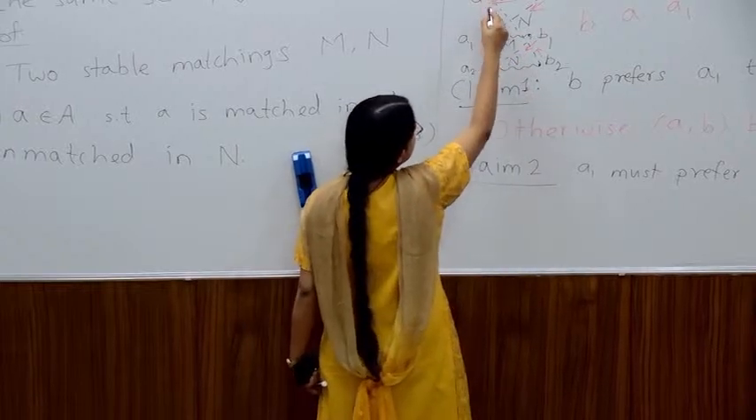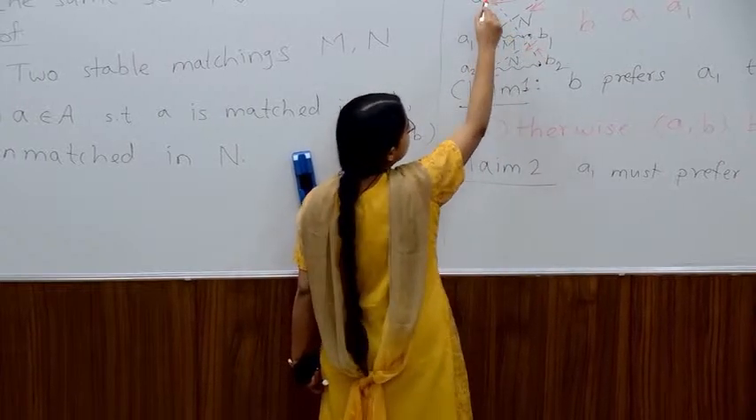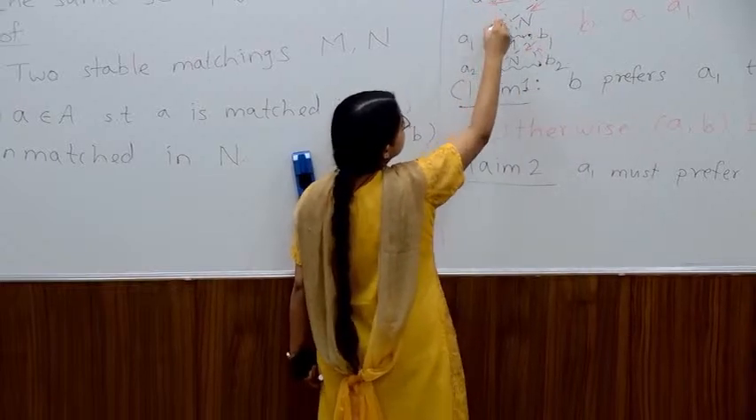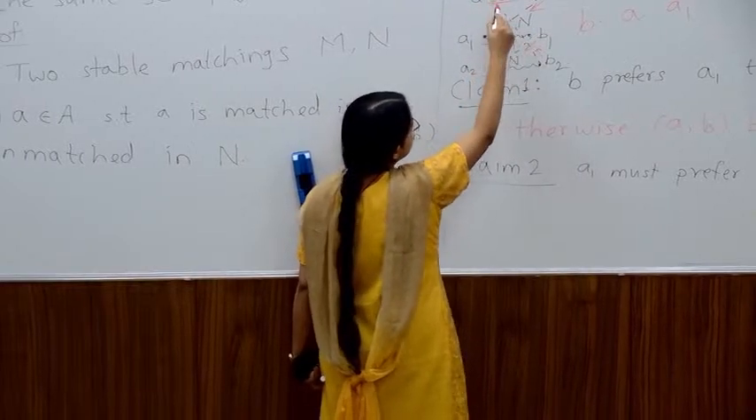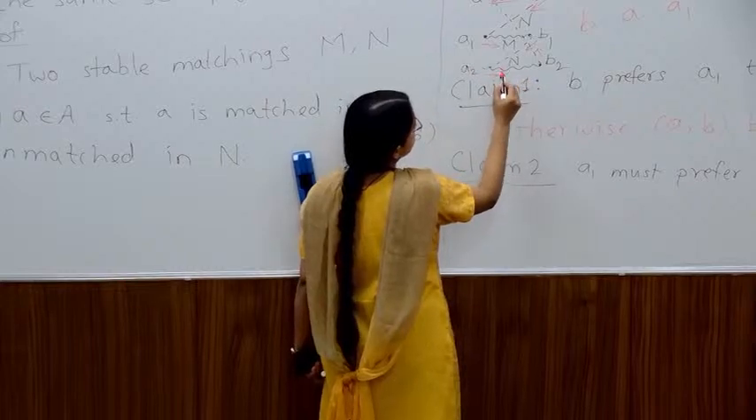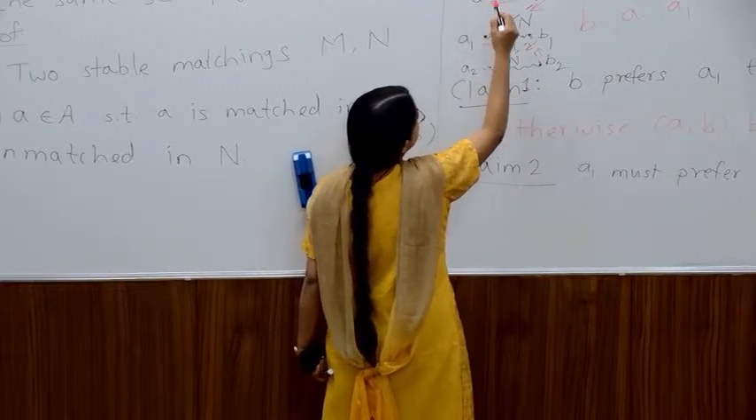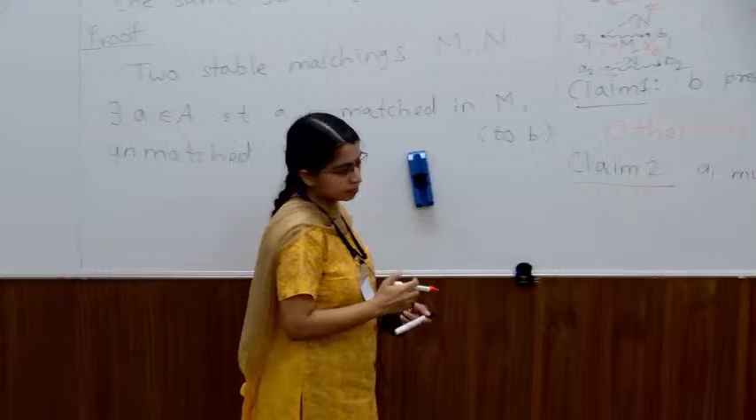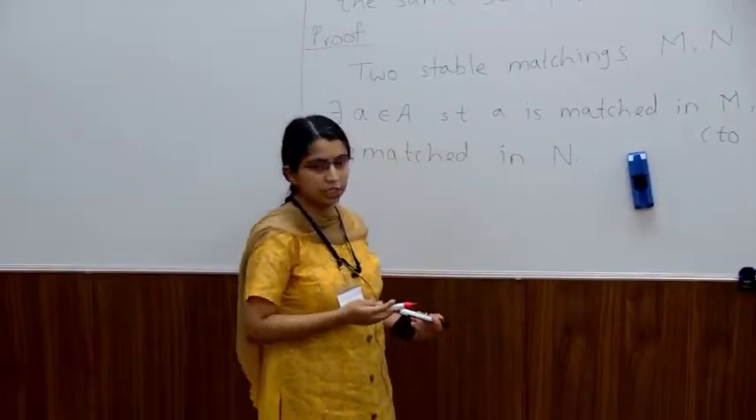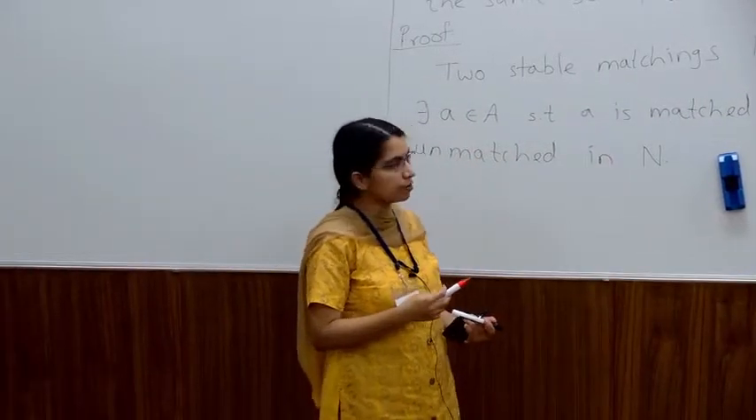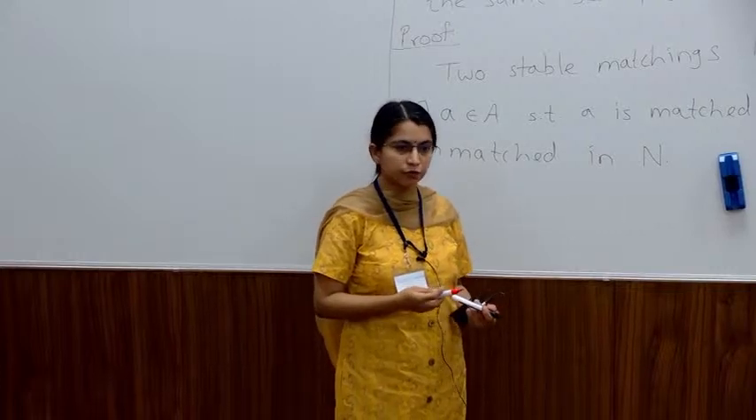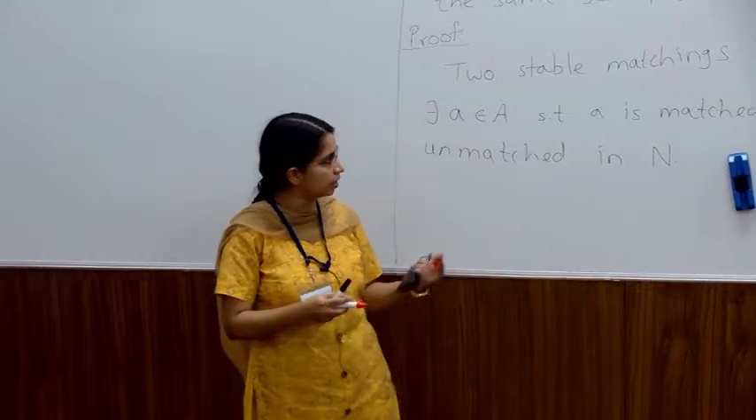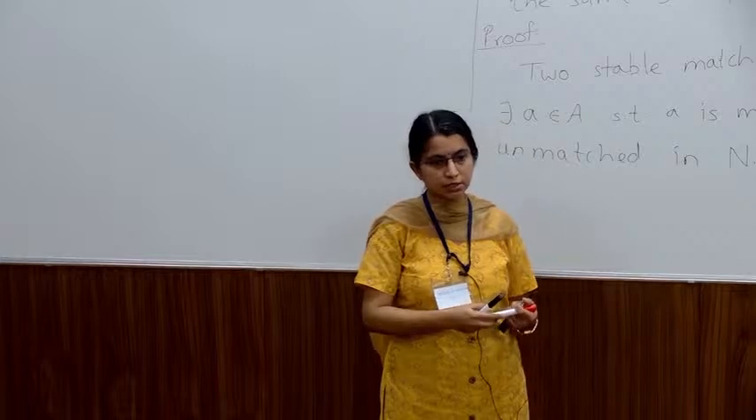Now if A also prefers B2, then again this will be a blocking pair, because both B2 and A will like each other over the M partners. So A's preference has to go to B. So every A prefers the M partner, every B prefers the N partner, and this we can observe for any cycle which is formed by two stable matchings.